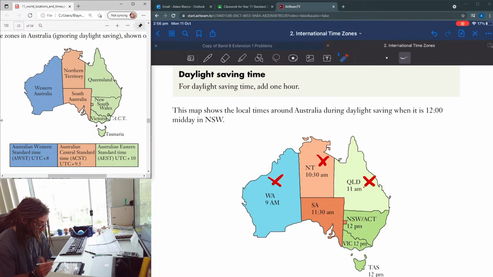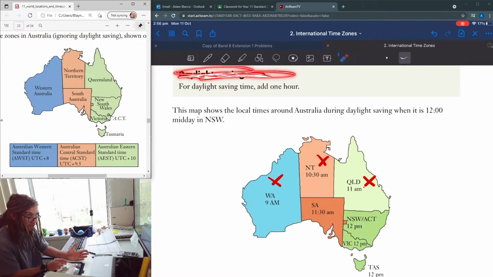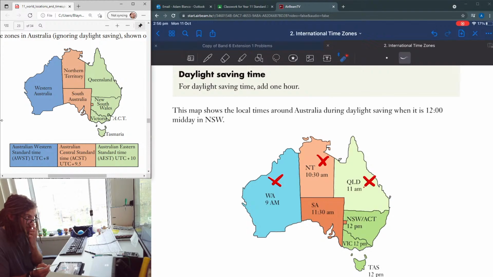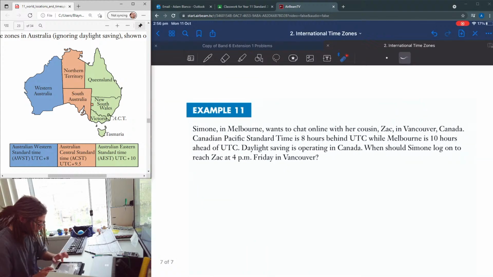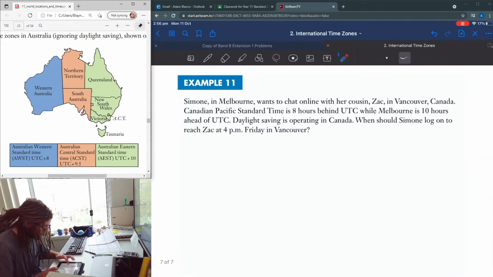So firstly, don't make the adjustment. Just forget that this exists for a second, make the calculation, and then add daylight savings on if you have to. So I'll go through a next question where they ask for that. This is the last thing I'm going to do.